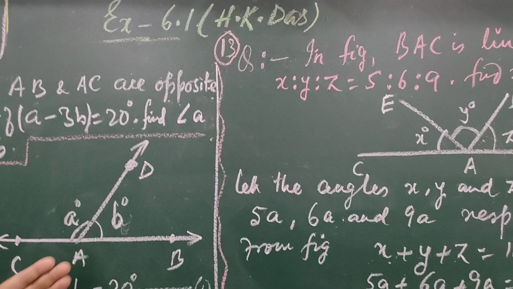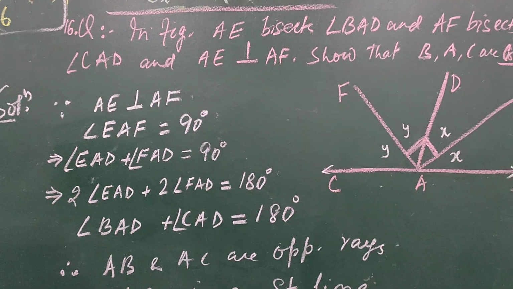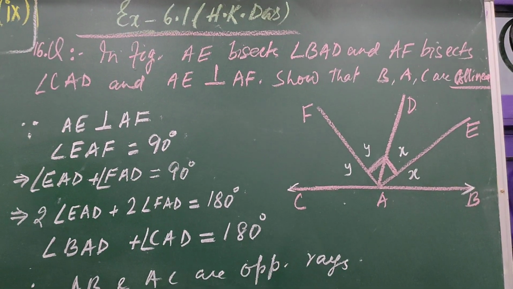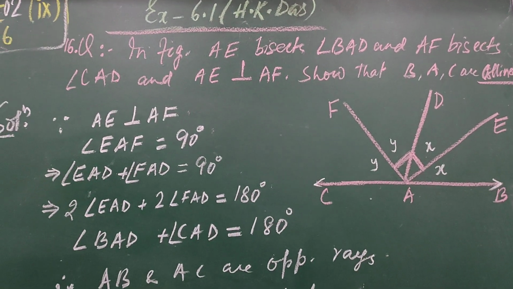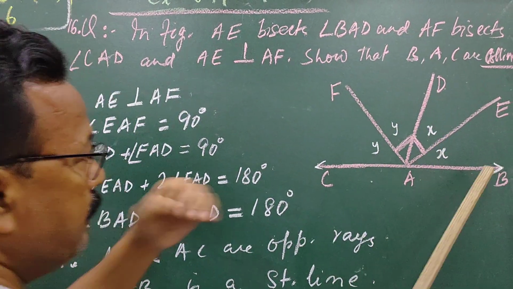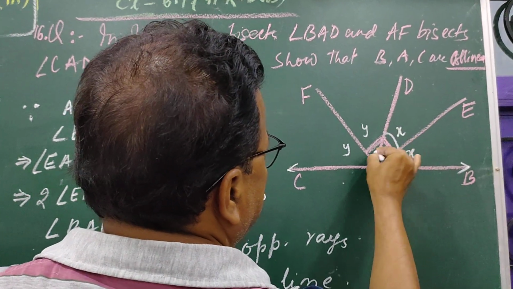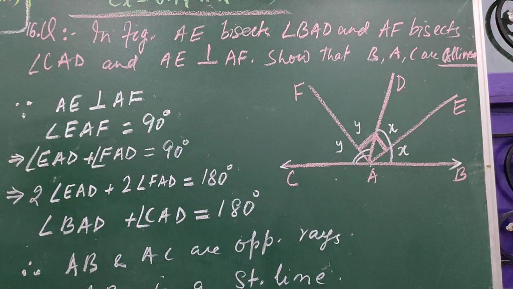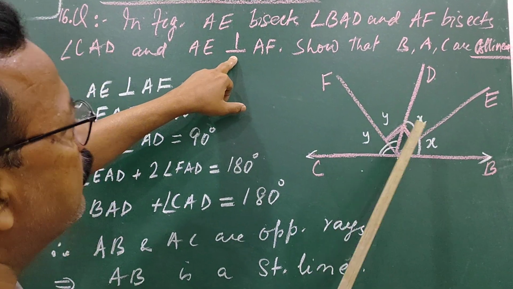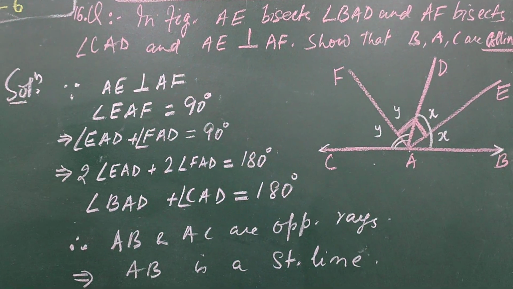Okay. Now please copy these sums in your copy. Now I have selected a very good question for you, which is often asked. It is given that in the figure, AE bisects angle BAD. This angle has been bisected by AE, and this other angle has been bisected by AF. It is also given that AE and AF are perpendicular to each other. Show that B, A, C are collinear.